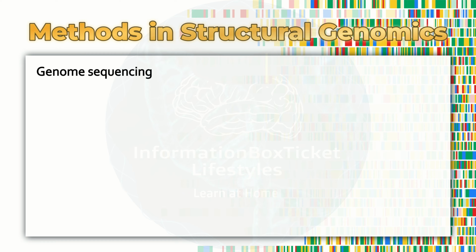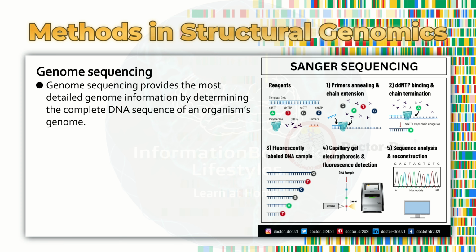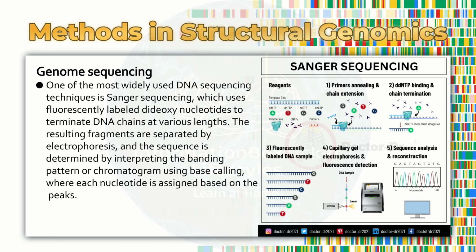Genome sequencing. Genome sequencing provides the most detailed genome information by determining the complete DNA sequence of an organism's genome. One of the most widely used DNA sequencing techniques is Sanger sequencing, which uses fluorescently labeled dideoxynucleotides to terminate DNA chains at various lengths. The resulting fragments are separated by electrophoresis, and the sequence is determined by interpreting the banding pattern or chromatogram using base calling, where each nucleotide is assigned based on the peaks.